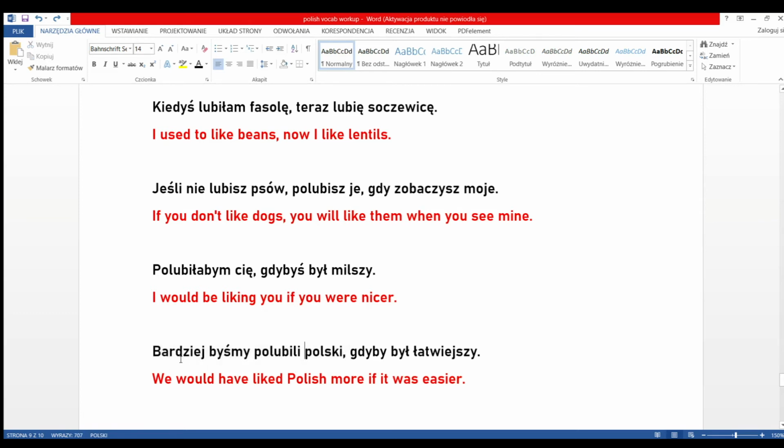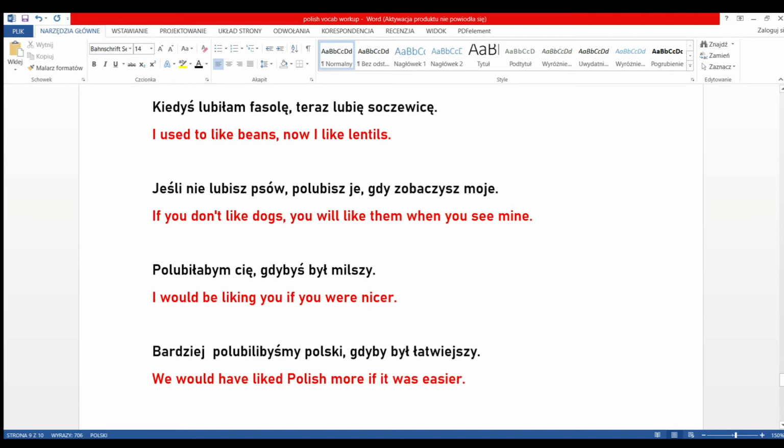Okay, bardziej byśmy polubili polski, gdyby był łatwiejszy. So if it was easier, we would have liked it. So let's write this in a different way, the way that we actually learned it. Bardziej polubilibyśmy polski, gdyby był łatwiejszy. You can write it the same as here, which is the same way we learned, yeah?